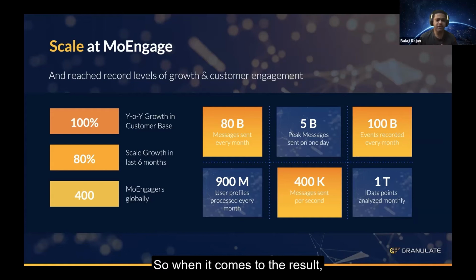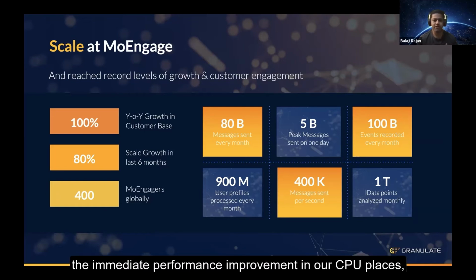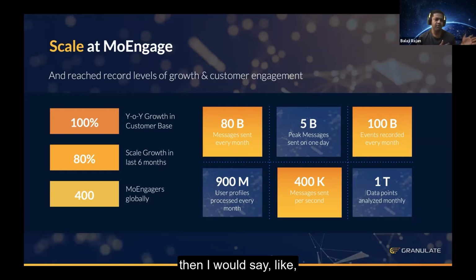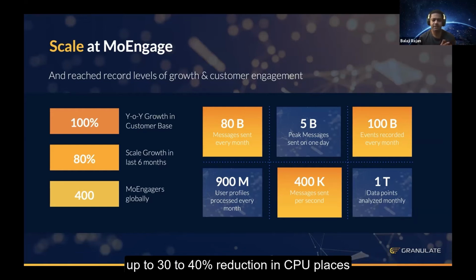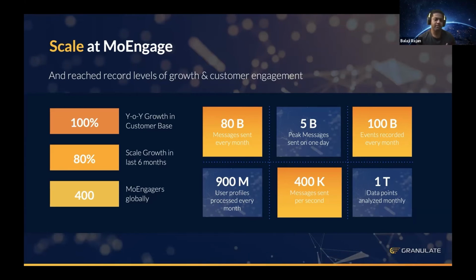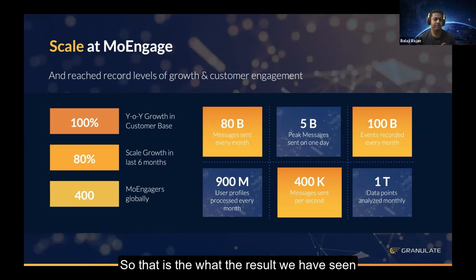When it comes to the results, following the Granulate activation, at MoEngage we were able to see an immediate performance improvement in our CPU utilization. I would say up to a 30 to 40% reduction in CPU utilization, or a reduction of 25% of our CPU cores in our infra. That is the result we have seen as an immediate outcome.